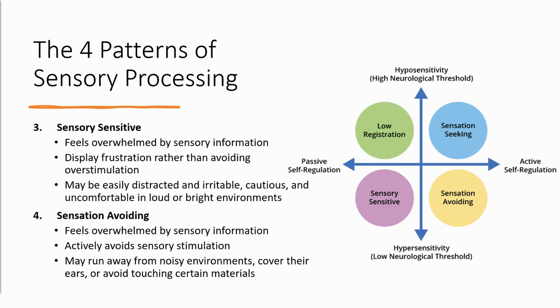For the final two types, somebody that is sensory sensitive is hypersensitive or has a low threshold, and then passively self-regulates. So they may feel very overwhelmed by sensory information, but rather than avoiding that overstimulation, they're going to become frustrated, distracted, irritable, and very uncomfortable. Somebody that is sensory avoiding also has that same low threshold, but they would actively self-regulate. So in the case that they're overwhelmed, they may run away from a noisy environment, cover their ears, avoid touching certain materials, and so on. In that example we talked about earlier with the scratchy clothing, if they're sensory avoiding, this is where they're going to refuse putting it on or take it off. They just have that lower threshold, so they can get overstimulated more easily as well.